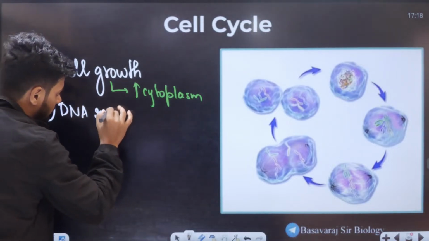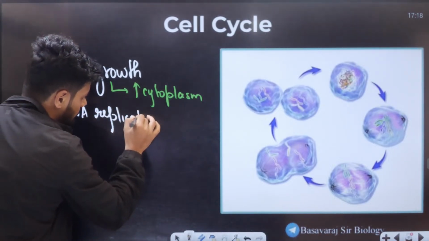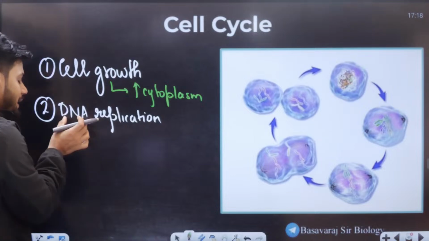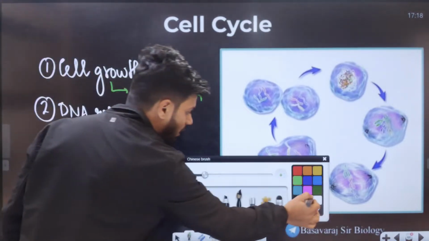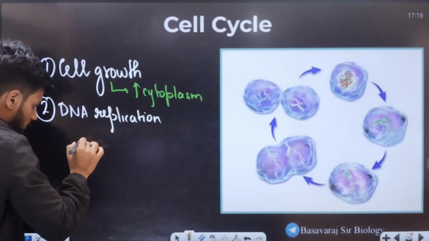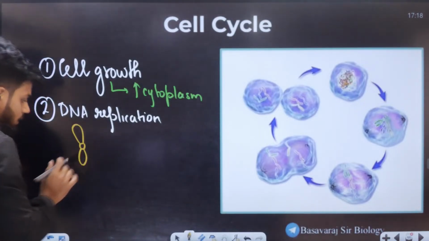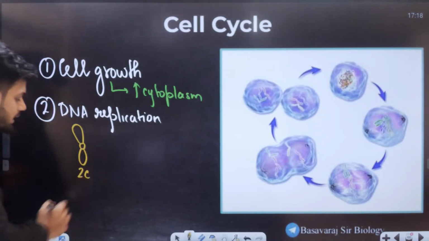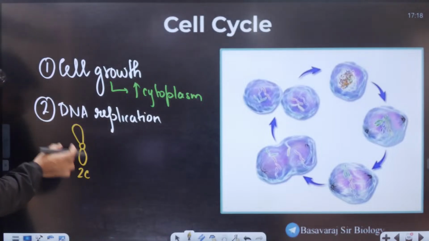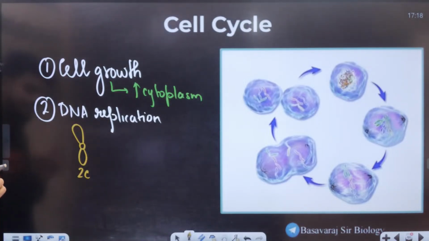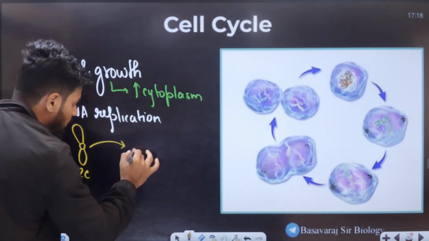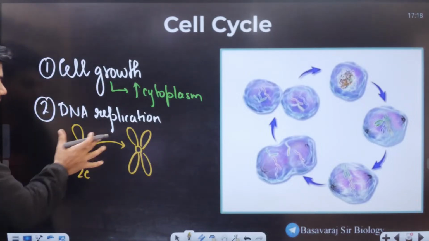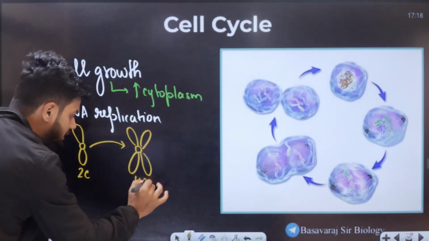DNA replication. Now, what exactly happens in the case of DNA replication? For example, students, all of you, please focus here. If this is the chromosome right here, and the DNA content here is 2C, let's say 2C, okay. Now, this individual single chromosome, can you see? It is going to become something like this. Now, 2C will become 4C.